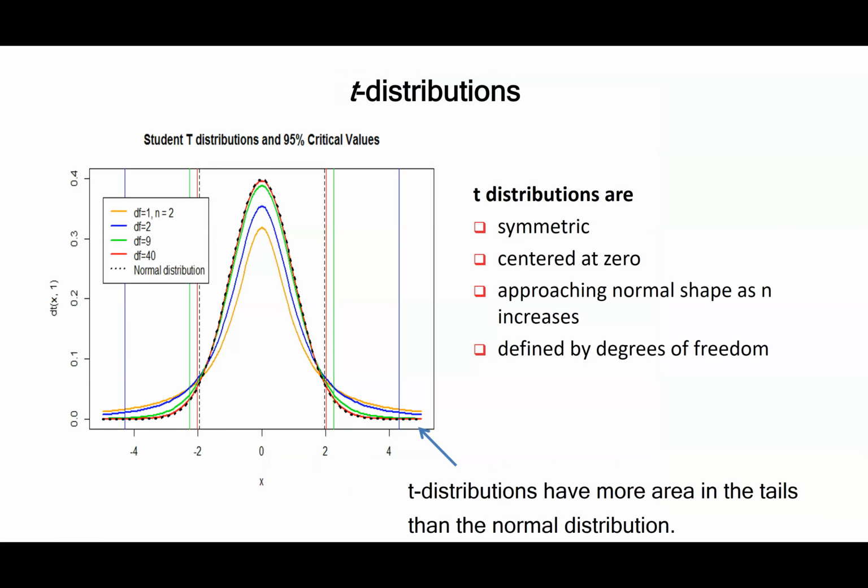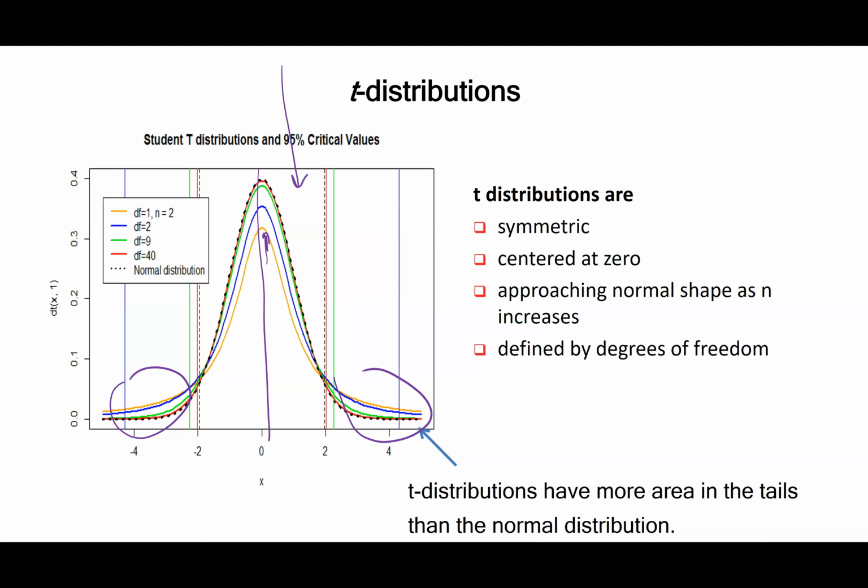So t distributions, looking here, they look a lot like the normal distribution. They're bell-shaped, they're symmetric, and they're centered at 0, just like the standard normal distribution. The big thing is they're going to be a little bit wider in the tails. I had a teacher who called them fatty tails. So there's more area in the tails of t-distributions than there is of the normal distribution. So they're a little bit shorter here in the middle, but they're wider in the tails.